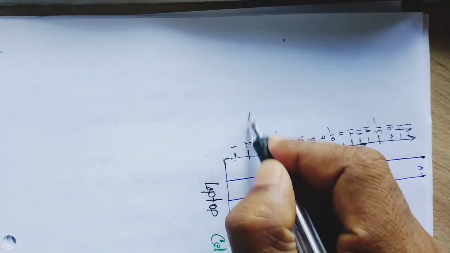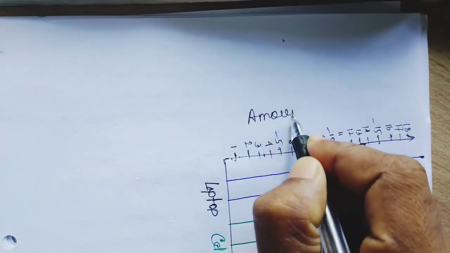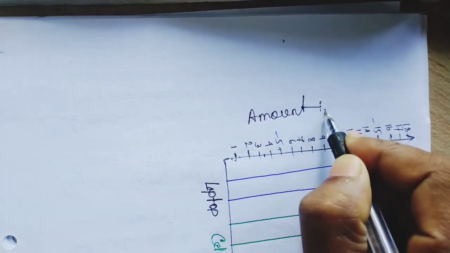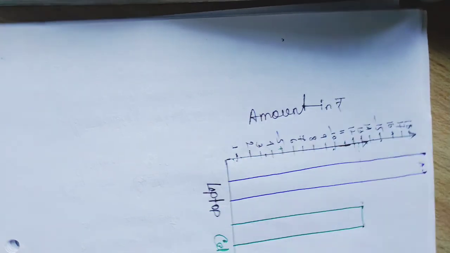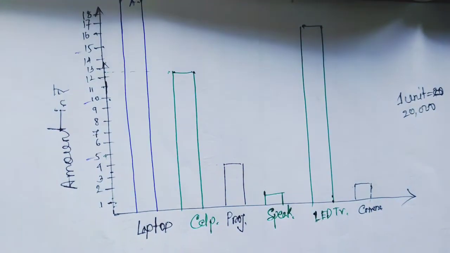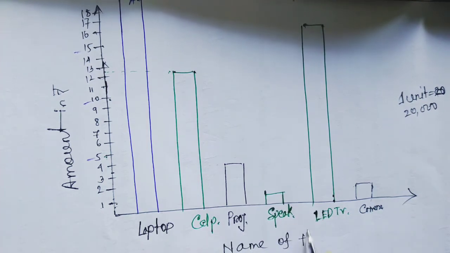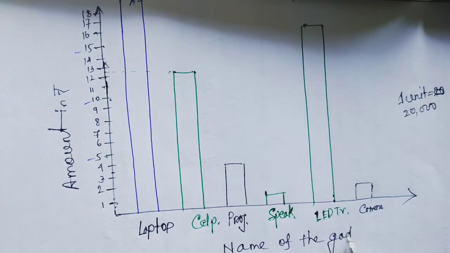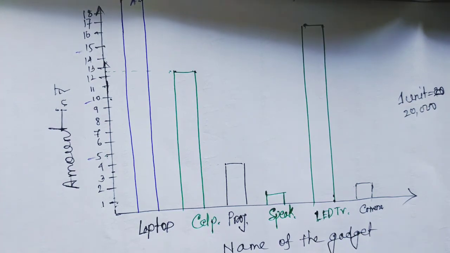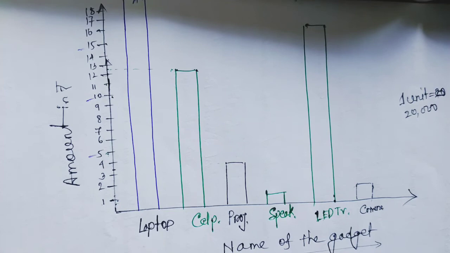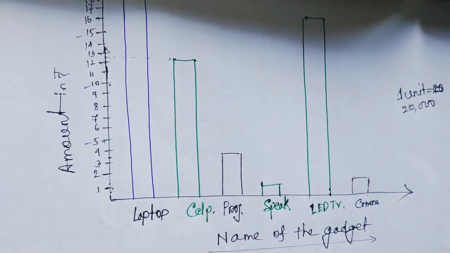So in this graph, the vertical line measures the amount in rupees, and the horizontal line measures the name of the gadget. Now, understood everyone? And in this way you have to draw the bar graph.